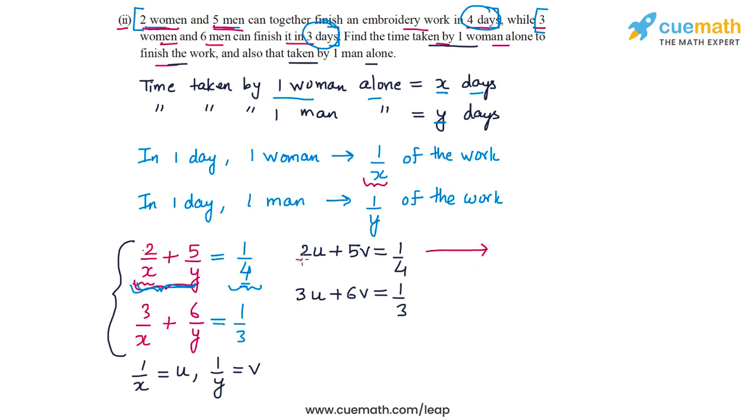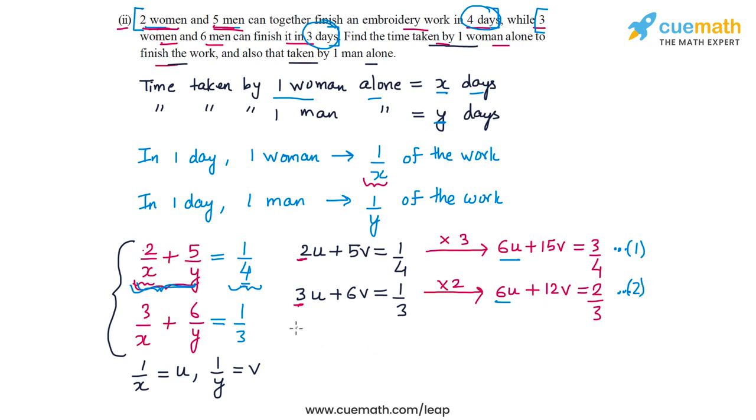So we see that the coefficient of u is 2 in the first equation and 3 in the second equation. So let's multiply the first equation by 3. That gives us 6u plus 15v equal to 3 by 4. And now let's multiply the second equation by 2. So that makes it 6u plus 12v equal to 2 by 3. And now we can subtract these two equations because the coefficients of u are the same in both these. So let's call this equation 1 and let's call this equation 2. And now let's do 1 minus 2.